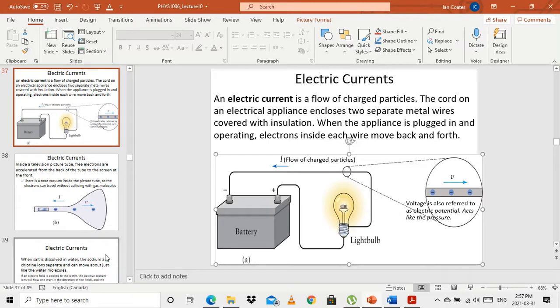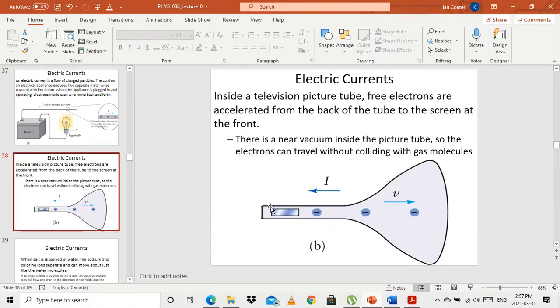Wonderful. I don't even know if any of you would remember an old cathode tube TV. I remember them as a kid. Now we have nice, beautiful flat screens, but it kind of works the same way. Inside of a television picture tube, free electrons are accelerated from the back of the tube to the front of the screen. So here is where you would watch your TV. You'll see that the flow of current seems to be going this way, but remember, it's reversed. There is a vacuum inside the tube so the electrons can travel without any trouble at all.